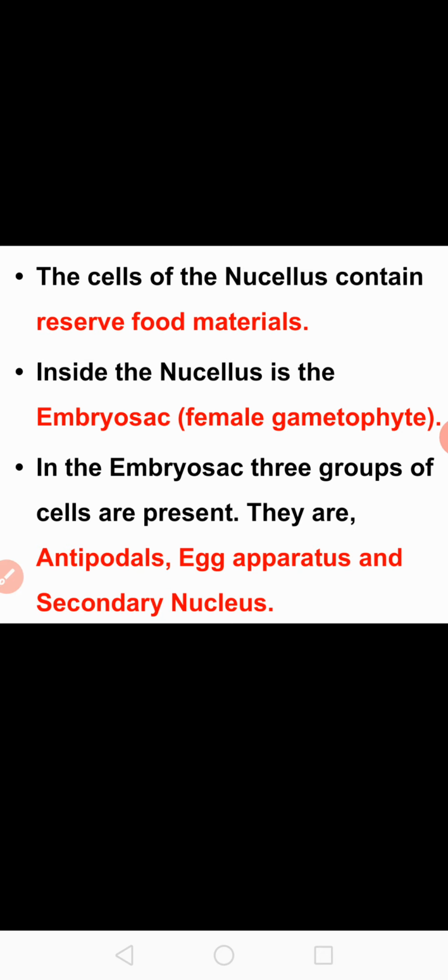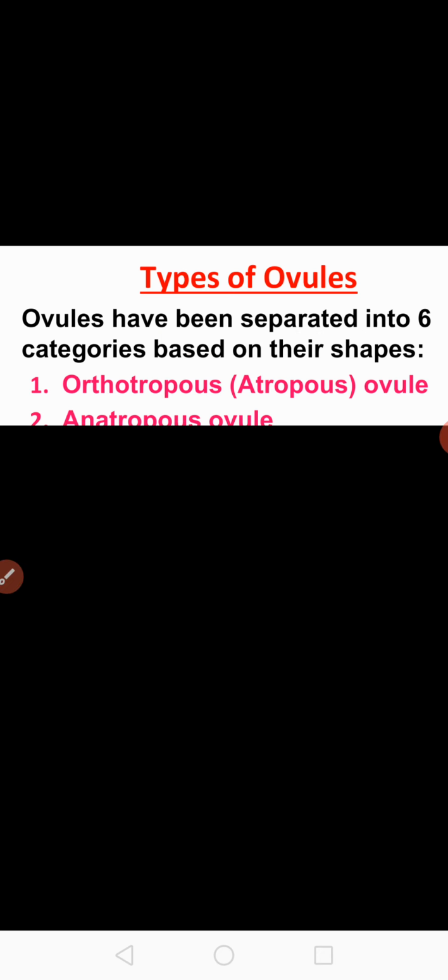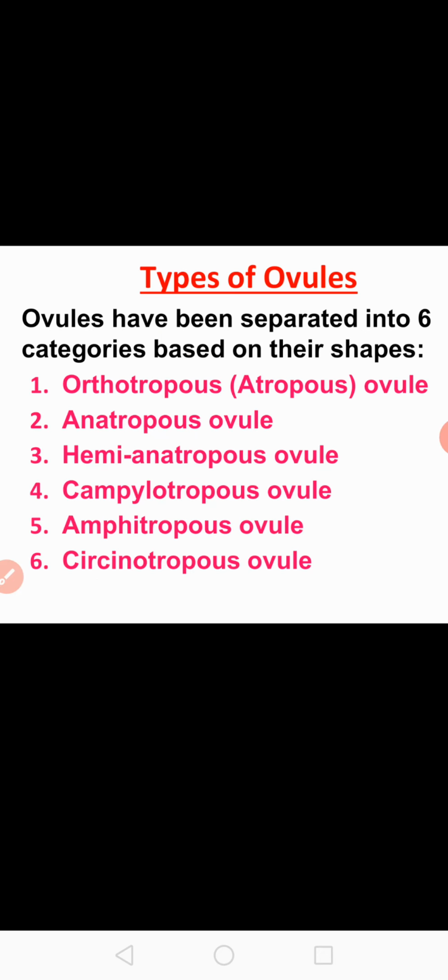So moving on to the types of ovules. Based on the shapes, the ovules have been categorized into 6 types. They are orthotropous ovule, anatropous ovule, hemianatropous ovule, campylotropous ovule, amphitropous ovule, and cercinotropous ovule. Let us discuss one by one in detail.